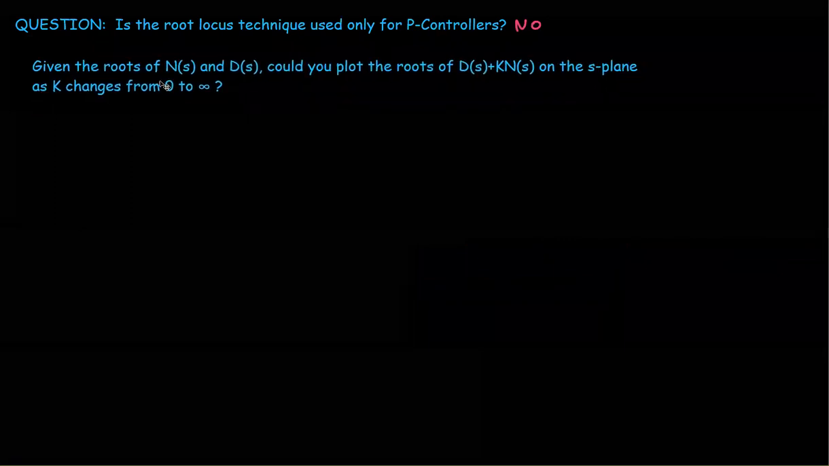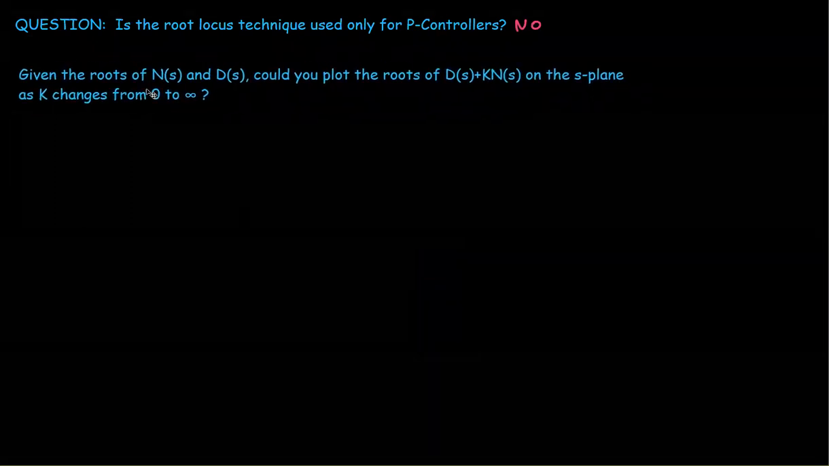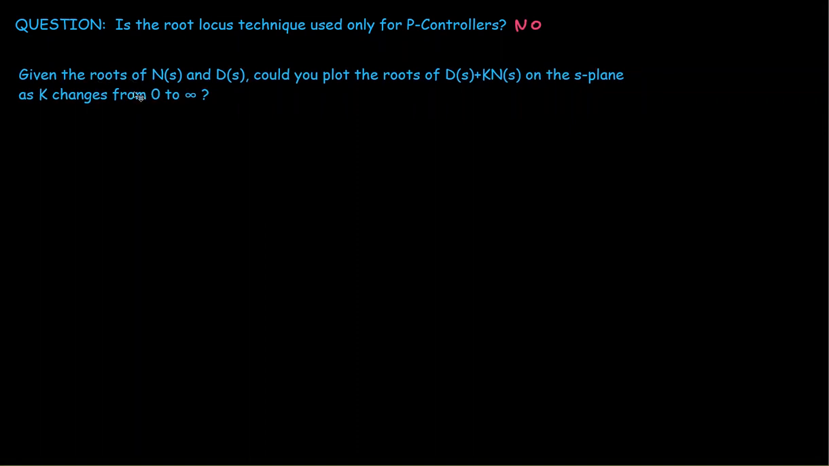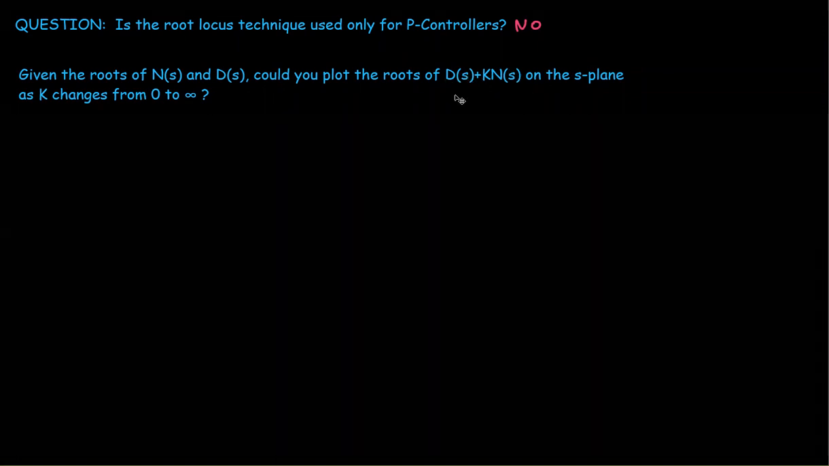As I said, one can interpret the sketching of the root locus problem as follows. Given the roots of n of s and d of s, could you plot the roots of d of s plus k n of s on the s-plane as k changes from 0 to infinity? This is one interpretation of the root locus. If you can formulate your problem in this form, then you can apply the root locus technique to any problem. I will show you one simple example for that.